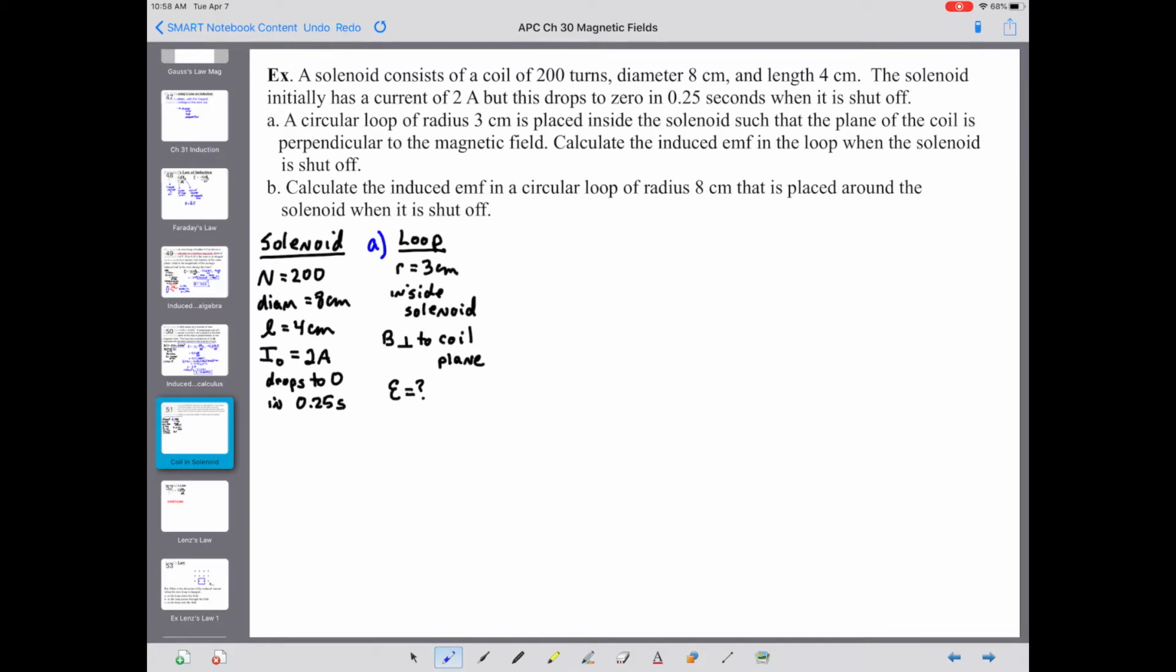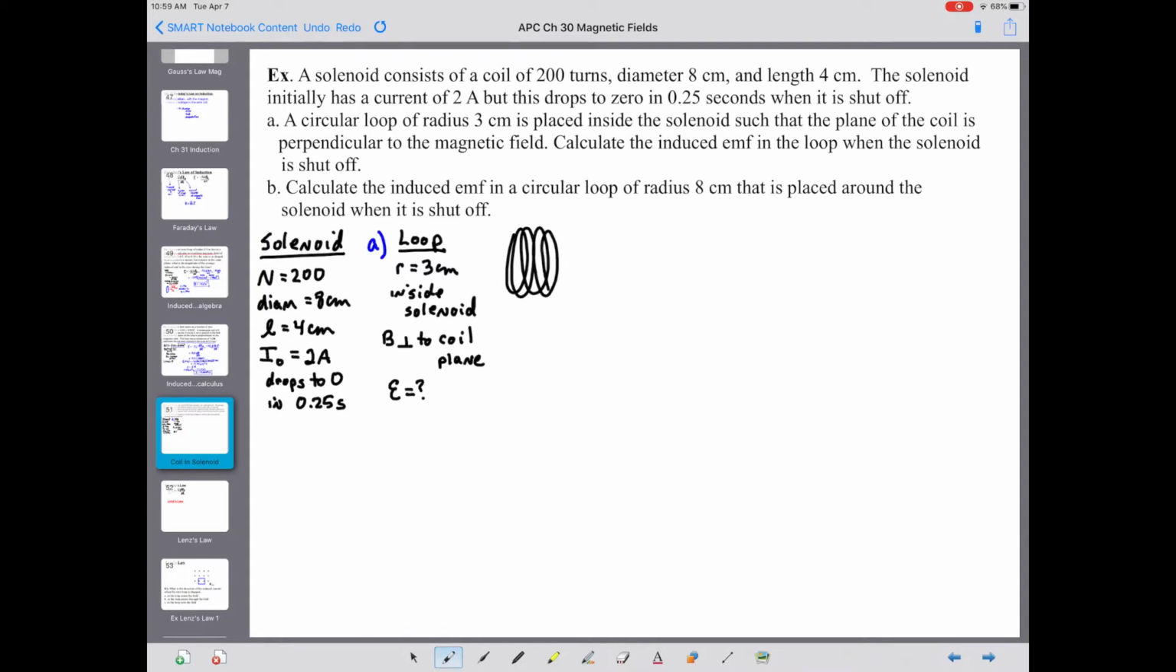One more example. We have a solenoid, 200 turns, diameter and length given, current given, drops to 0 in 0.25 seconds when it is shut off. Notice on each of these problems, there's lots of stuff given, and I'm taking the time to write out exactly what is given, because you really need to keep that stuff straight, especially in one like this. So let's consider part A. You've got a circular loop that is placed inside the coil, such that the plane of the coil is perpendicular to the magnetic field. Calculate the induced EMF in the loop when the solenoid is shut off.